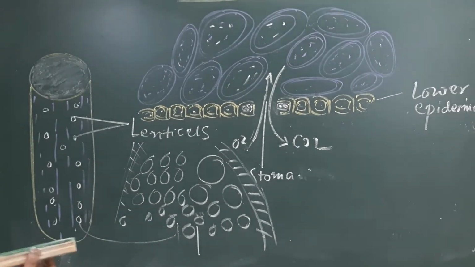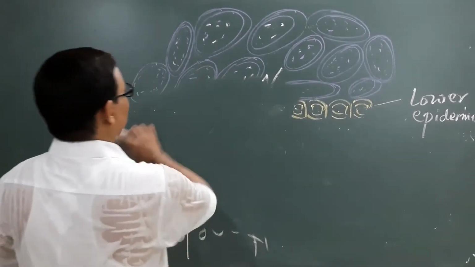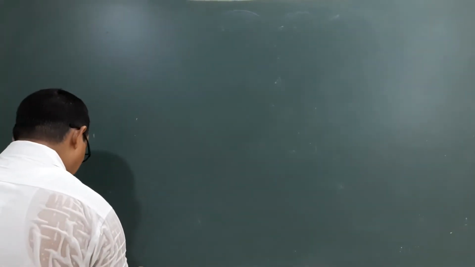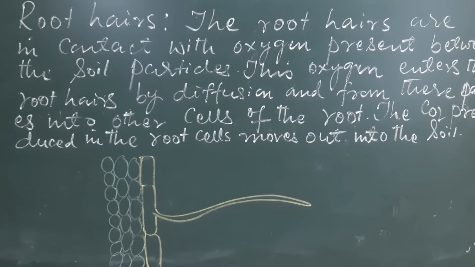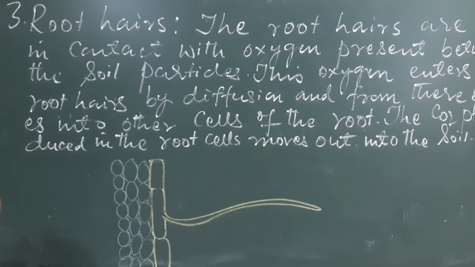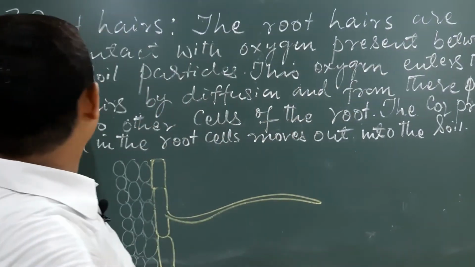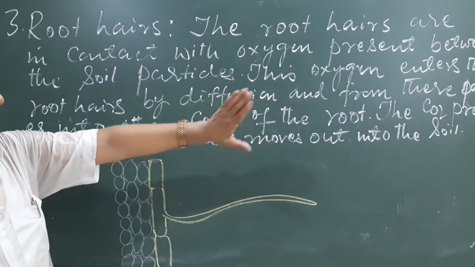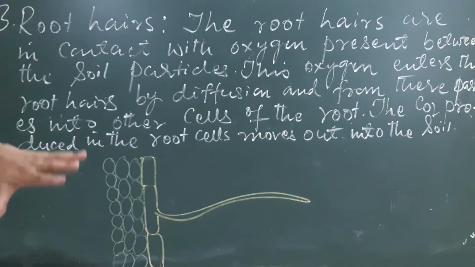Now, the third important part we will discuss is the root hairs. The third important part in the plant for the exchange of gases is the root hairs. The root hairs are in contact with oxygen present between the soil particles. This oxygen enters the root hairs by diffusion and from there passes to the other cells of the root. The carbon dioxide produced in the root cells moves out into the soil.